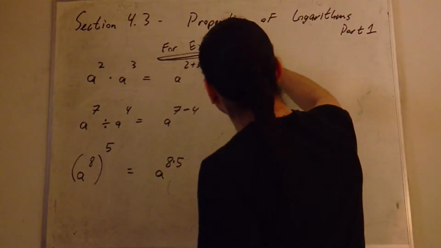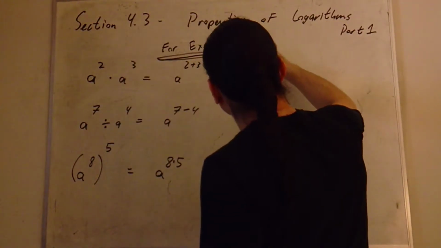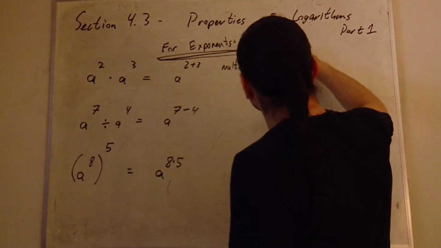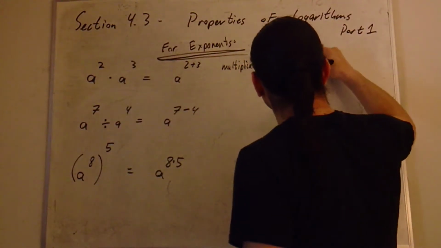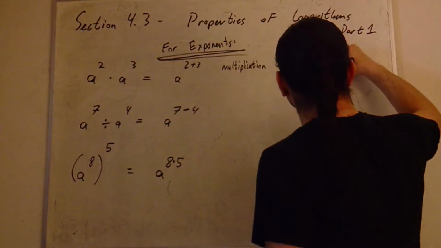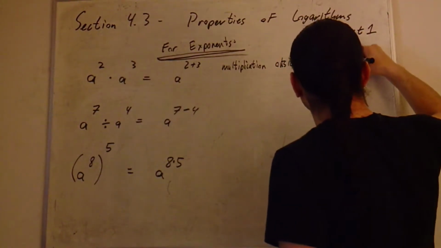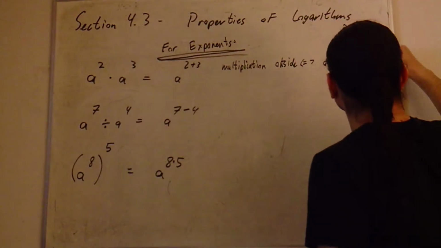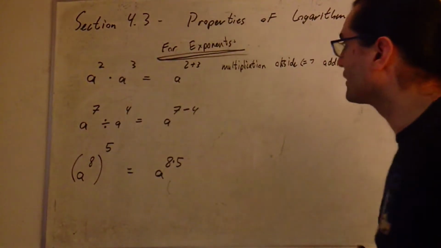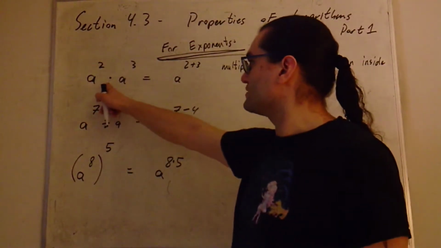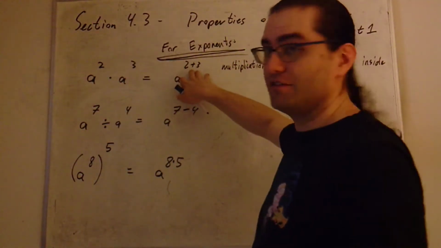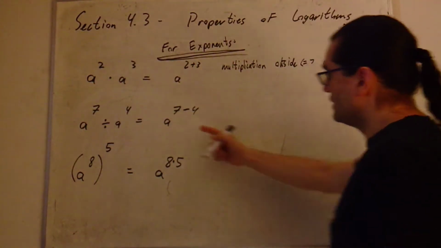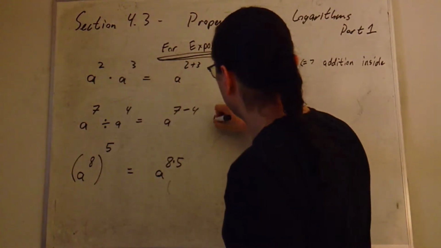multiplication outside is addition inside. Multiplication outside of the exponent is addition inside of the exponent. That's what this means. This one's going to be a very similar name.